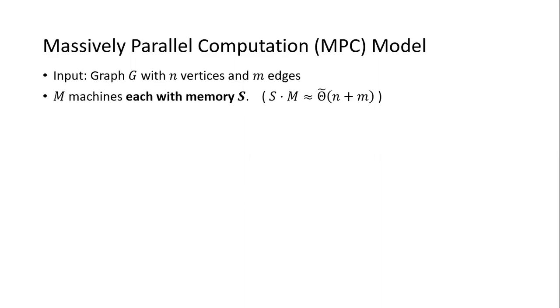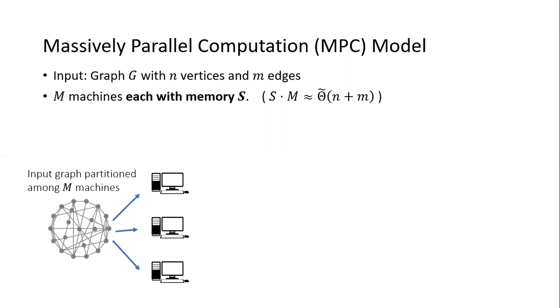Let's say that we have M machines and each of them has memory size S. We assume that the total memory of these machines is just enough to store the input. So S times M is roughly equal to n plus m, which is the size of the input graph. At the beginning, the input graph is arbitrarily partitioned into M subgraphs of roughly the same size, and they are distributed among these M machines.